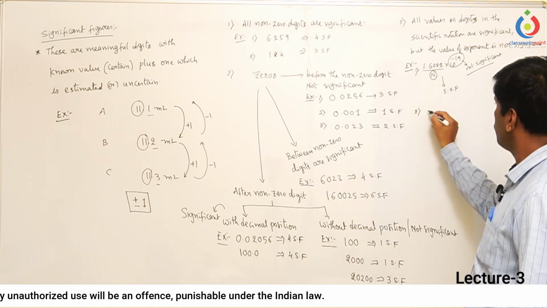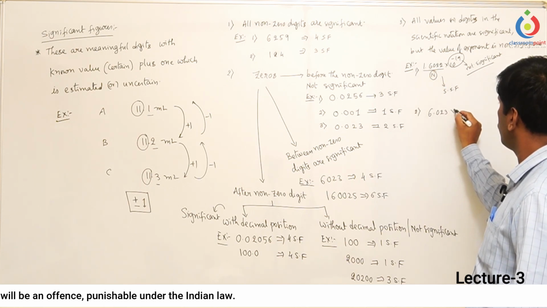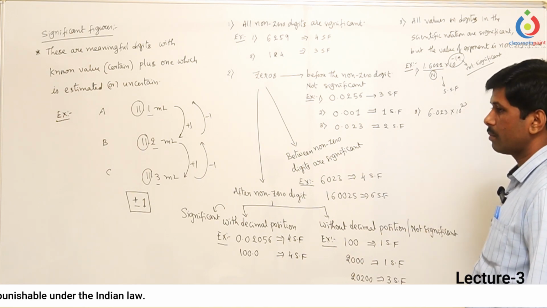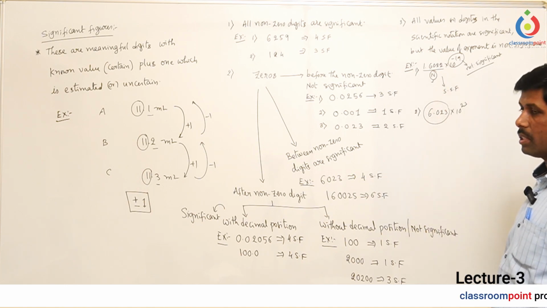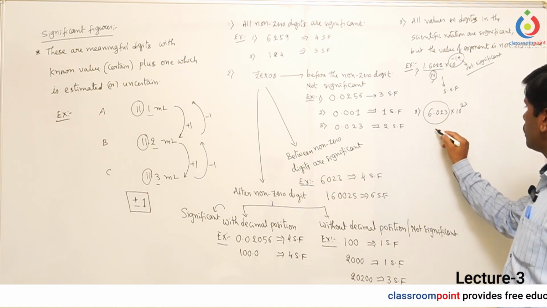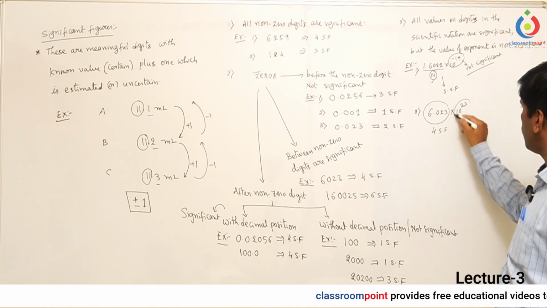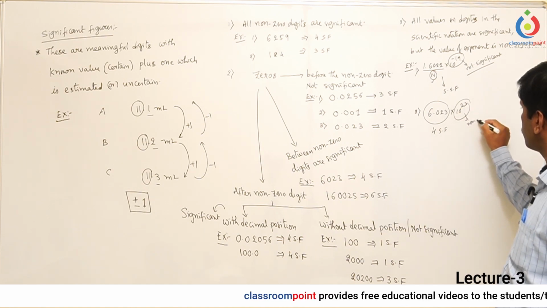Let us take another example. 6.023 into 10 power 23. Here also only values present in the n form are significant. 1, 2, 3, 4 significant figures are present, and these are all non-significant.